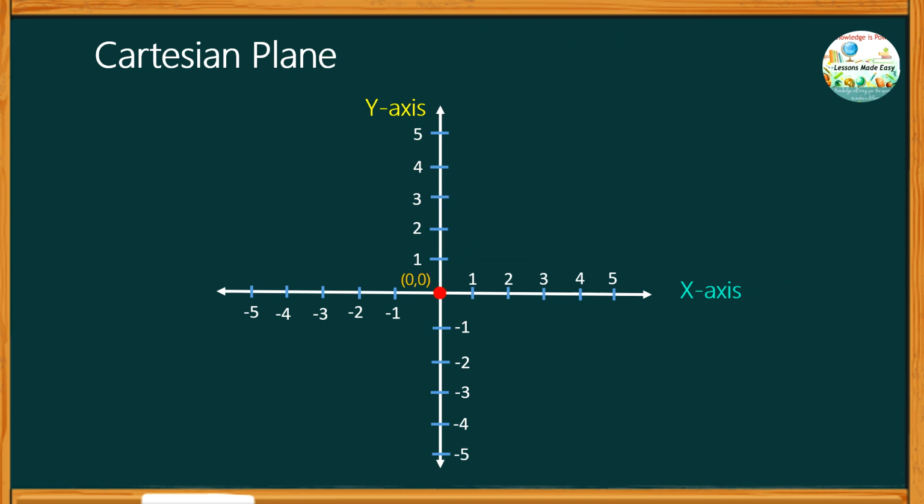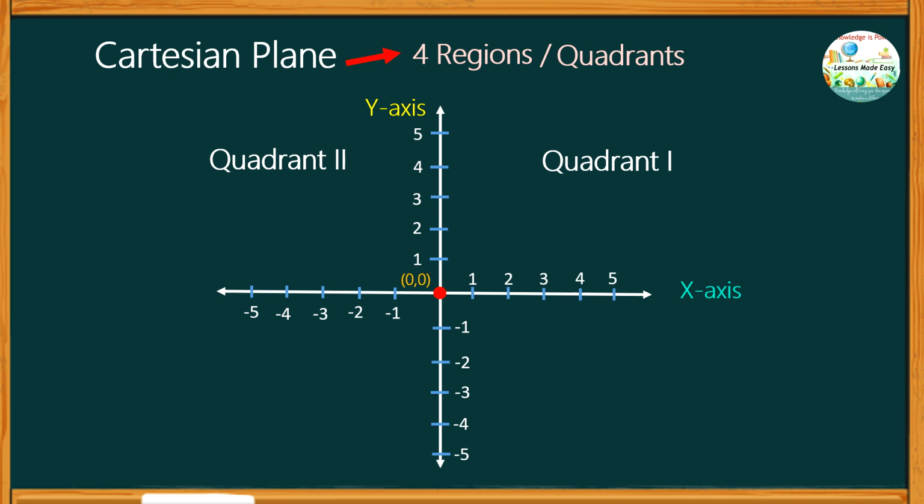The axes divide the plane into 4 regions called quadrants. Here are quadrants 1, 2, 3, and 4. These quadrants help us identify the region where a point is located. In plotting the points, we always look for the value of x first, then the value of y. Let me emphasize that again. The value of x comes before y. Just like the order of these letters in the alphabet, x comes before y.